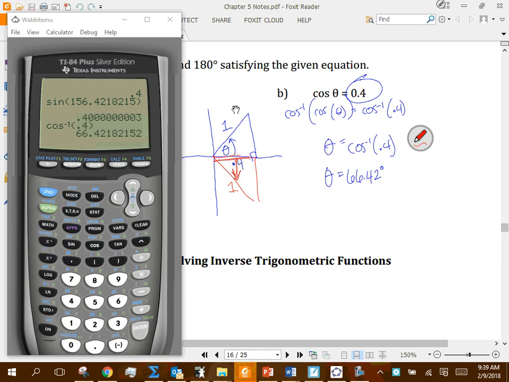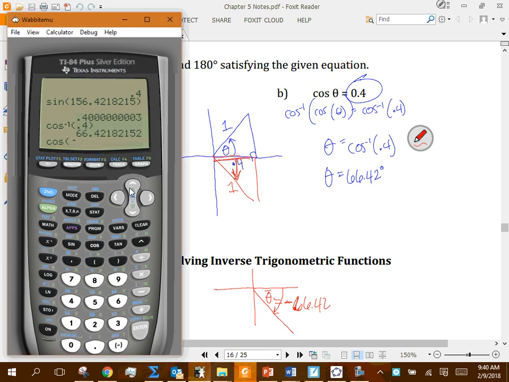Because if I start with my initial ray at the positive x-axis and I go that way, and I'm tracing out this theta, I know it's 66.42 degrees, but it's going downward, it's going clockwise. What do I call that? Yeah, negative 66.42, right? So negative 66.42. Type that in your calculator real quick.